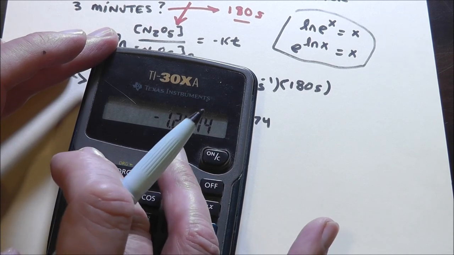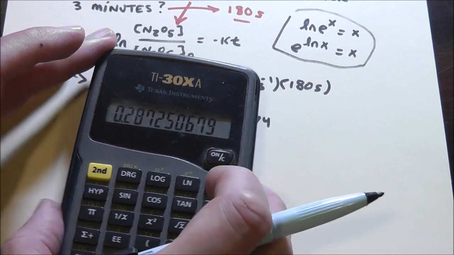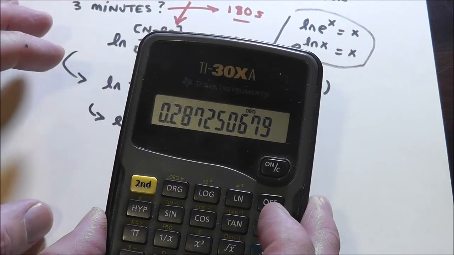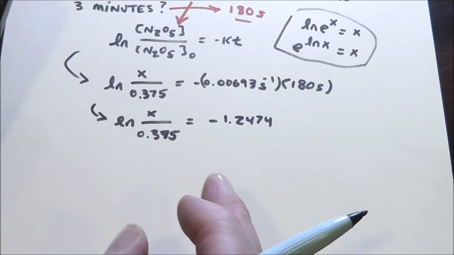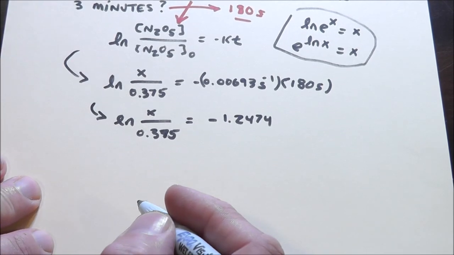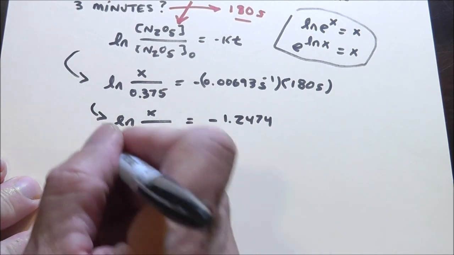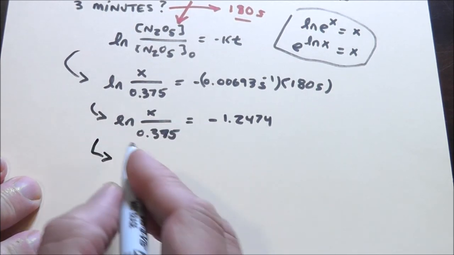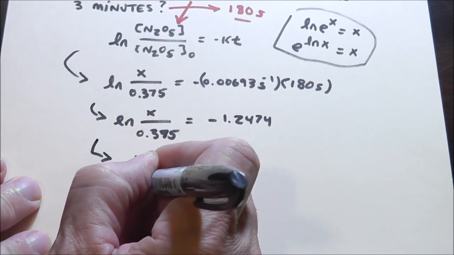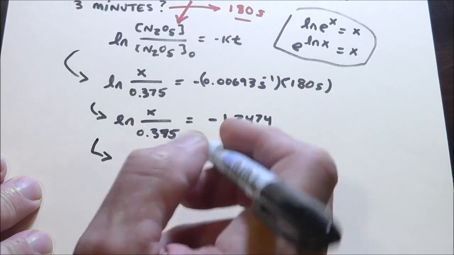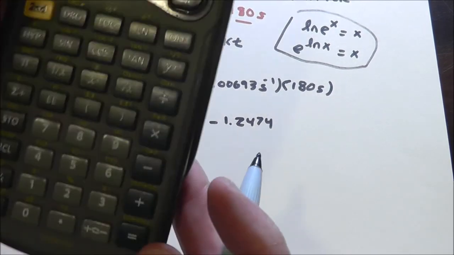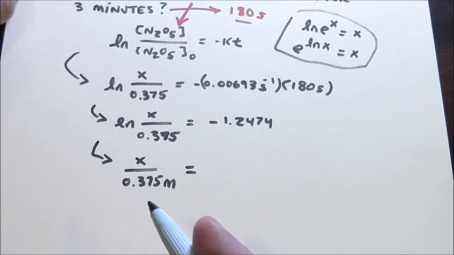It's for my calculator, the second function, e to the x button, 0.287. Now that sounds pretty cool to me, because I know that that fraction has to be below the value of 1. It's always a fraction that's 1 or less. And so what that does over here is it just gets rid of the natural log. So it's x over 0.375 molar equals, and the result of that was 0.2873.